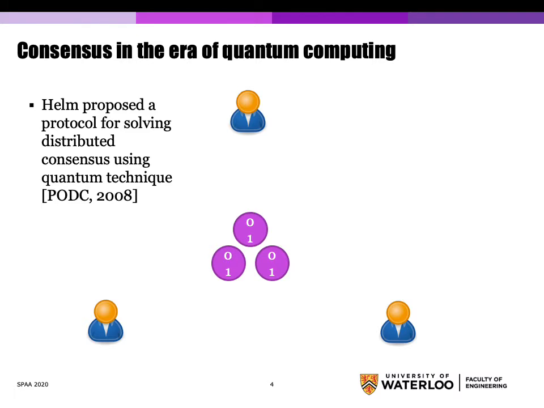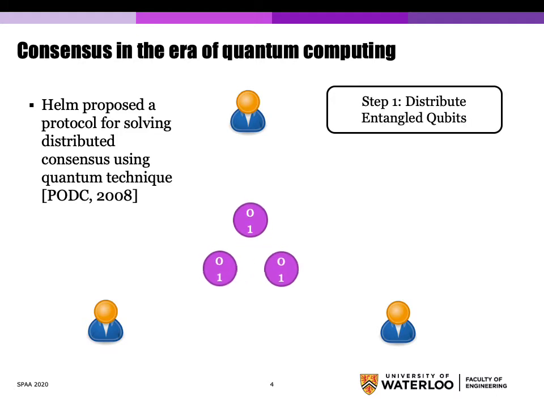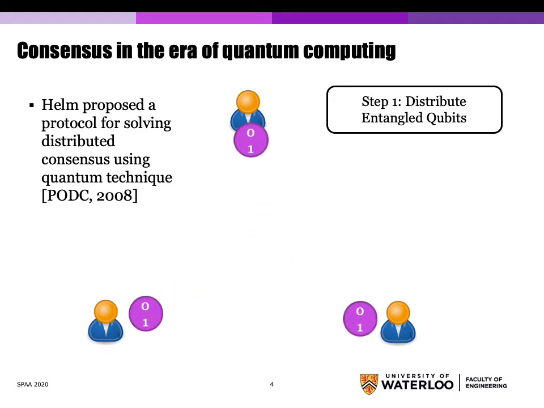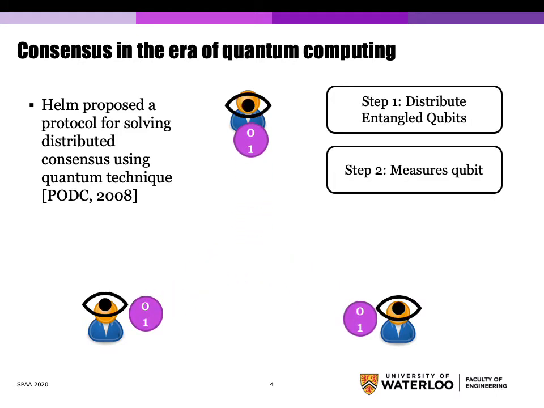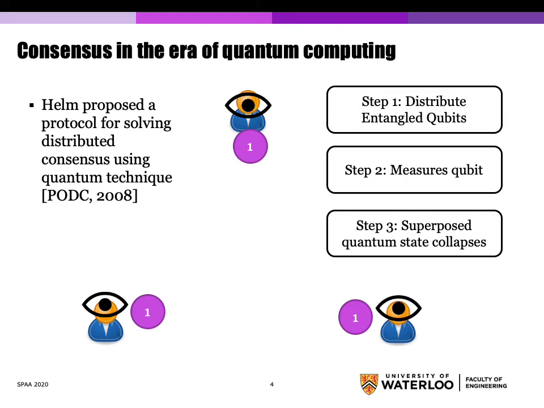In the first step, entangled qubits are distributed to all participants. In the second step, each participant will measure its qubit. And finally, the measurement will lead to the collapse of superposed quantum states. Since quantum entanglement guarantees that entangled qubits collapse to the same state, all participants reach agreement.